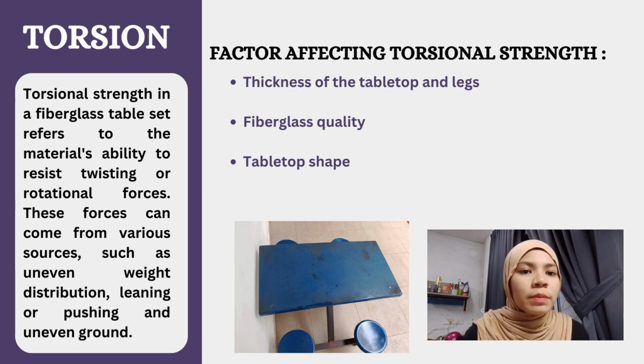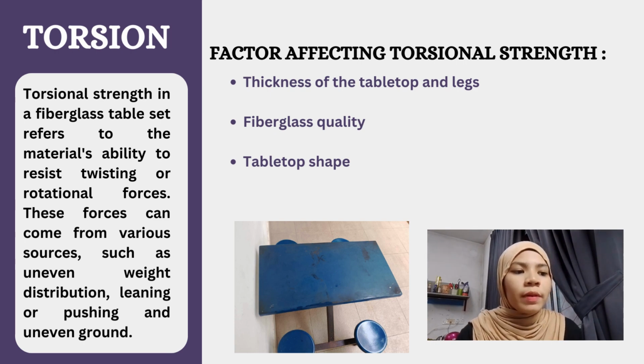Today, I would like to explain about torsion in four-seater fiberglass table sets. Torsional strength in fiberglass table sets refers to the material's ability to resist twisting or rotational forces. These forces may come from various sources such as uneven weight distribution, leaning or pushing, and also uneven ground.